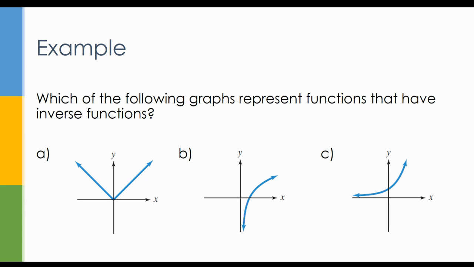Okay, so it says, which of the following graphs represent functions that have inverse functions? So remember, before, we determined if we had a function by using the vertical line test. Now we're going to determine if we have any inverse functions by doing the horizontal line test. So notice that if I start drawing horizontal lines, in part A, the first horizontal line touches at 2 spots. The second horizontal line touches at 2 spots. So that means this does not pass the horizontal line test because it touches at more than one spot. So that means that this does not have an inverse function.